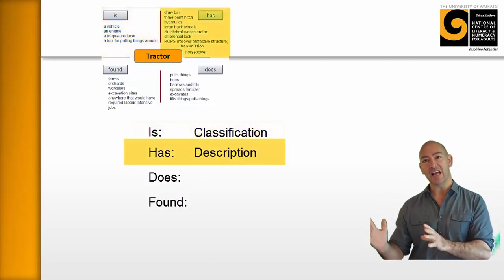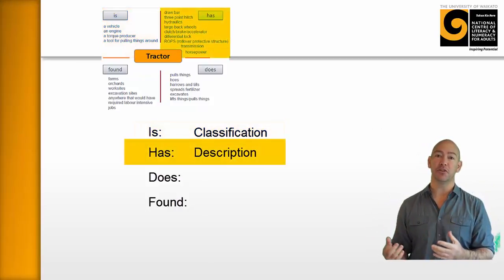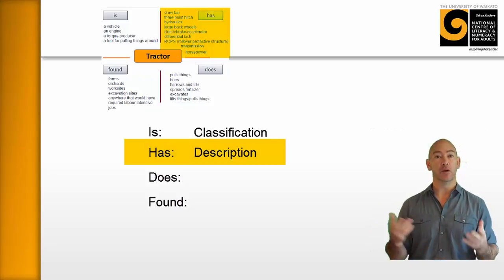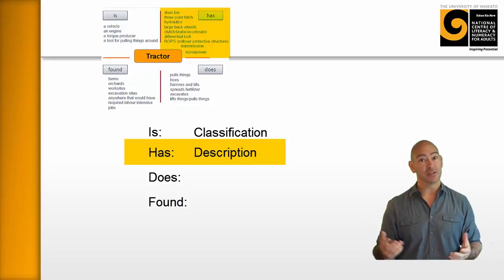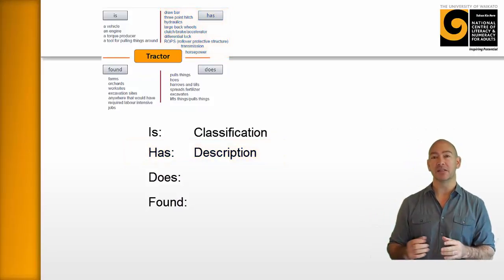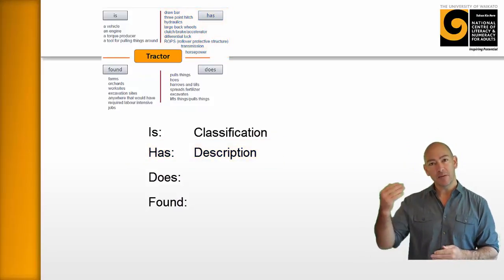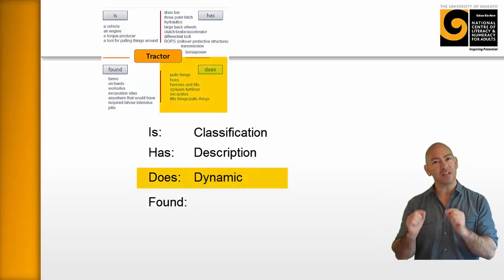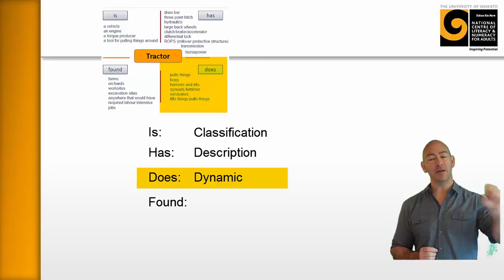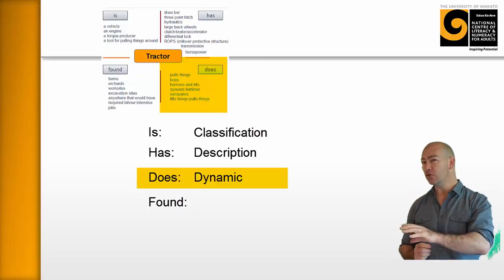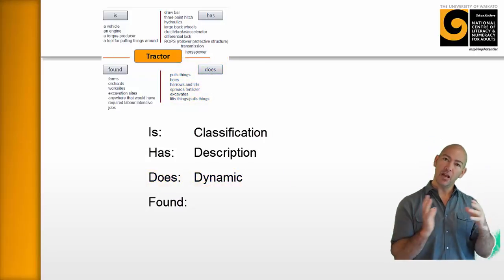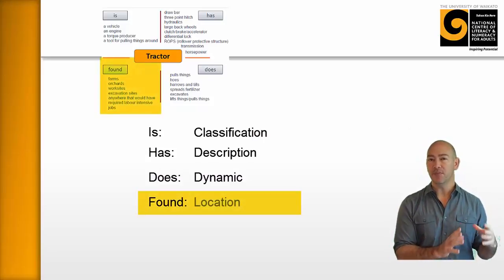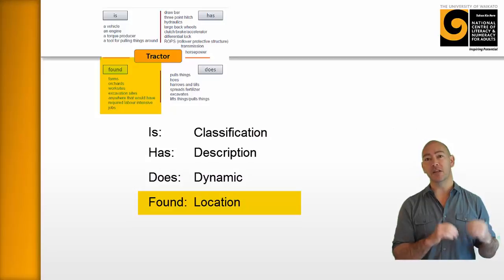If we look at has, it provides a description. So now we're describing the object. A tractor has big wheels, small wheels, and so on and so on, 3 points, all of those things. So we're describing it. And then we move down to does. Does is the dynamic. That is, what does it do? We've classified it. We're describing its features, and now we're talking about what it does. And then finally, if we move over into found, that is location, and that really situates the object within its environment.